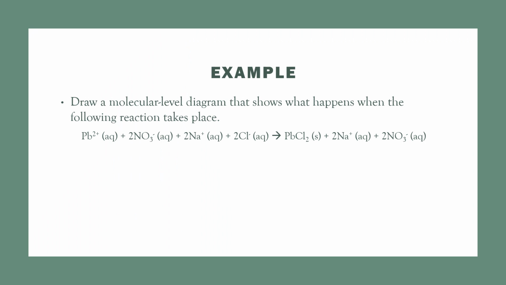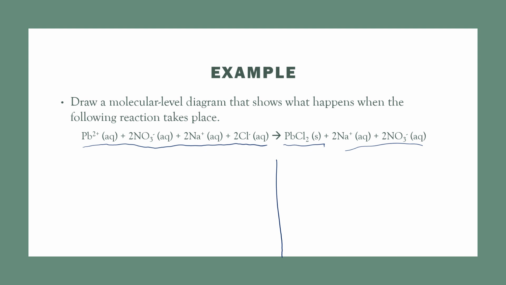Okay, so for this example, we need to draw a molecular level diagram that shows what happens when the following reaction takes place. We have a bunch of aqueous ions, and then some of them react to form a solid product, and the other ones remain aqueous. So I'm going to do it like this.